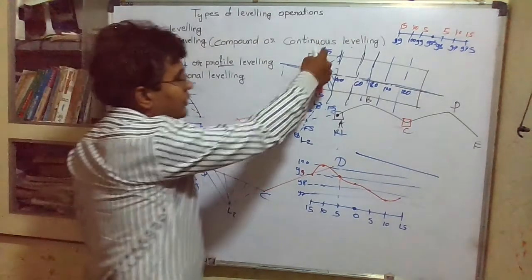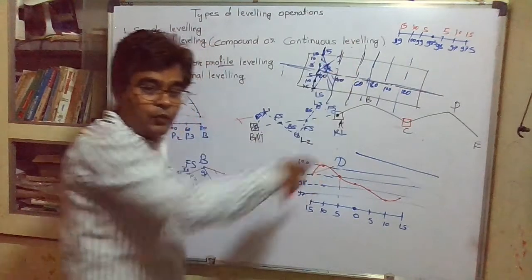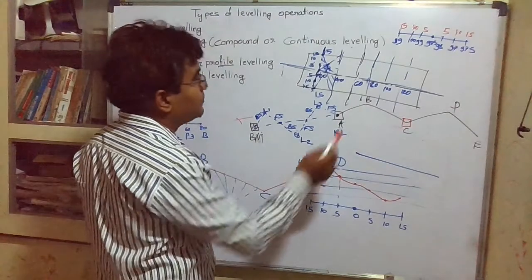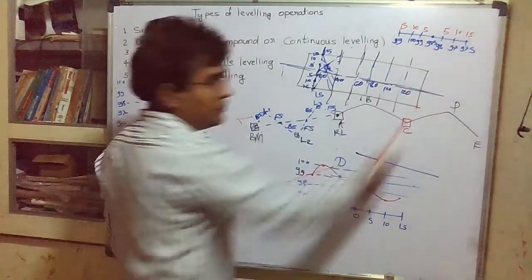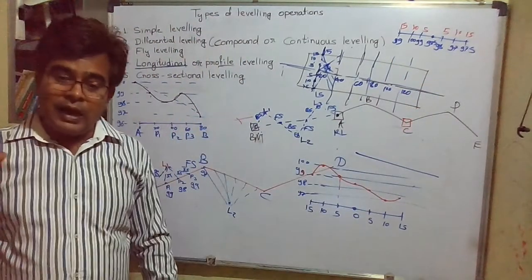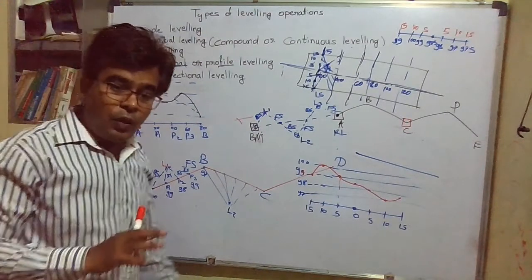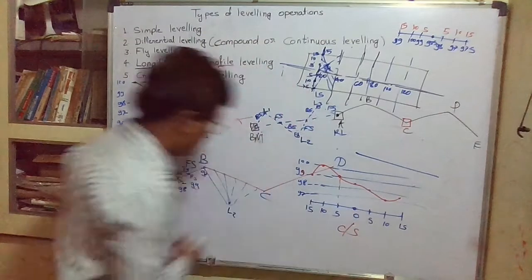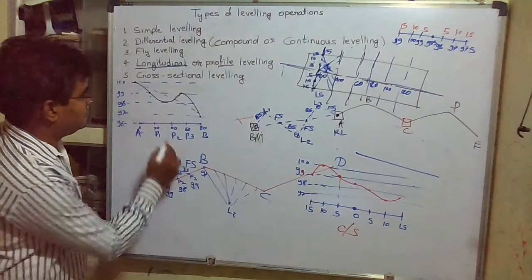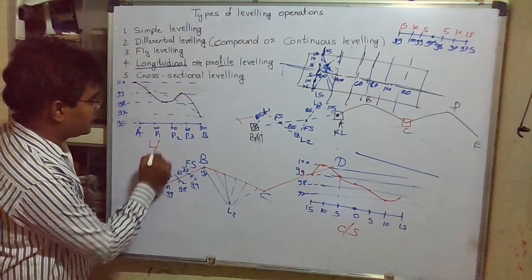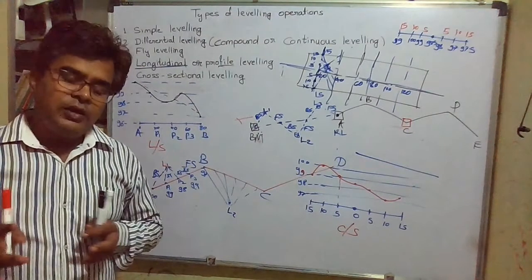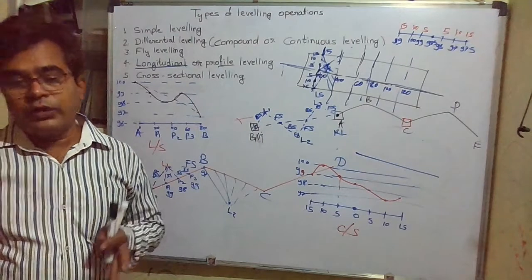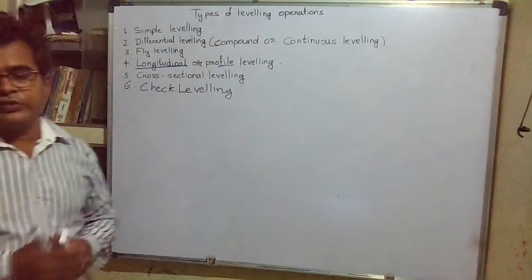So we will take some cross sections and find out the RL at that cross section also at regular intervals like 5, 10, 15, 5, 10, 15. After finding RL of those points, we can again plot the profile along this cross section. This is for the cross section and this is for the longitudinal section. We can get an idea about the nature of the ground and we can calculate the various quantities of earthwork.